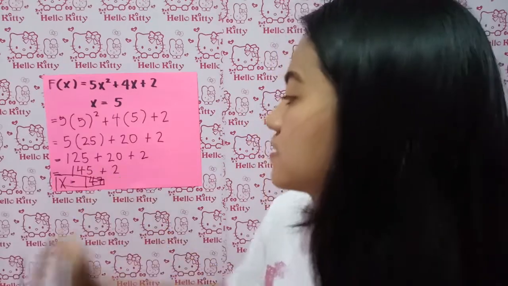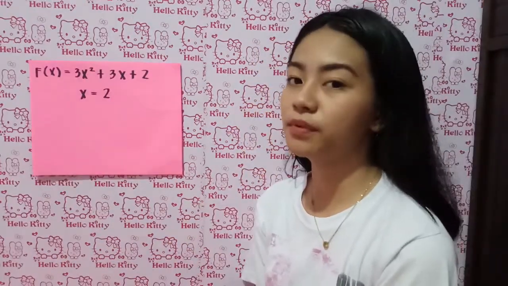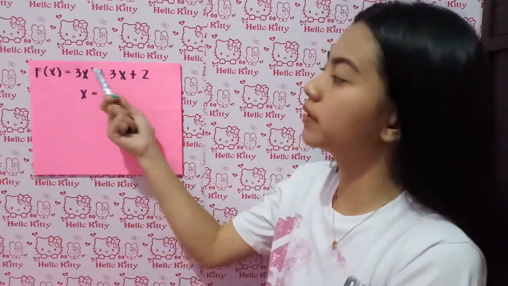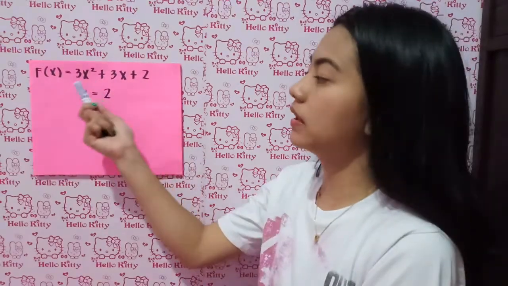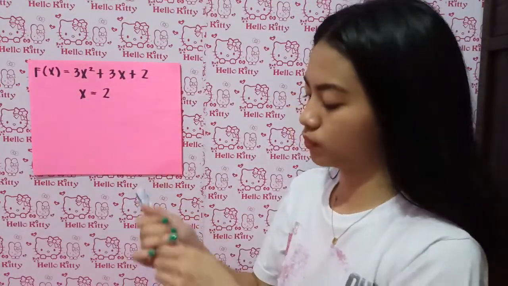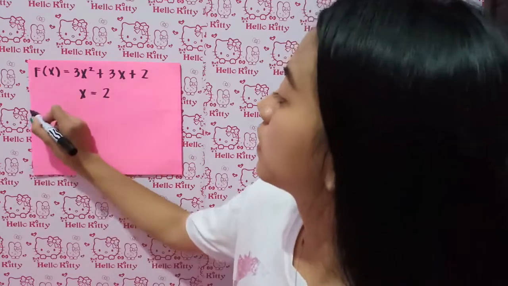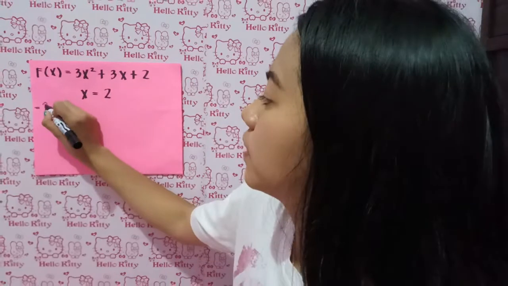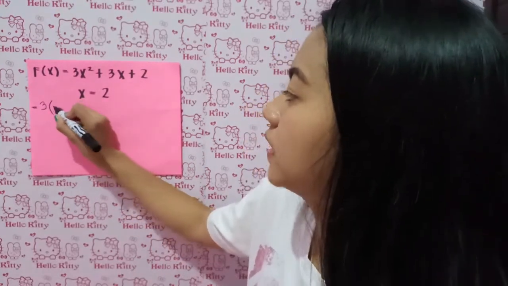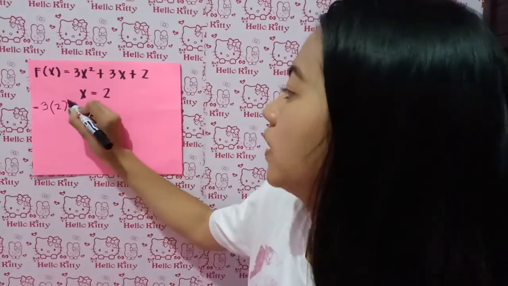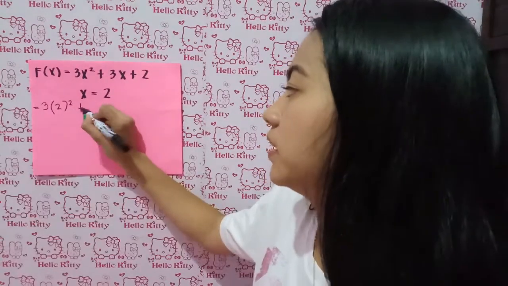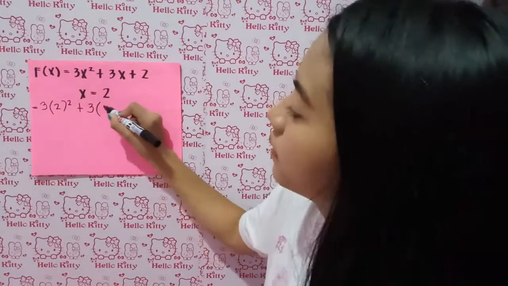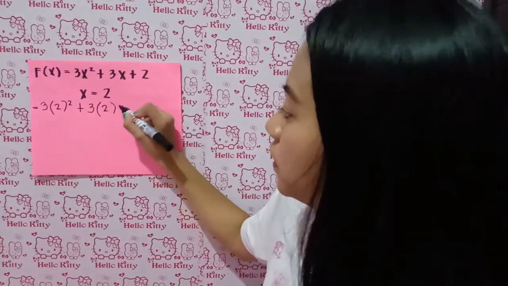That's the final answer. And for example number 2, we have here f of x is equal to 3x squared plus 3x plus 2, and the given value of x is 2. So let's do it. The first term is 3x squared. Bring down the 3 and then replace x with 2 squared. And the next term is 3x. Just copy the 3 and replace x with 2. Just copy the 2.